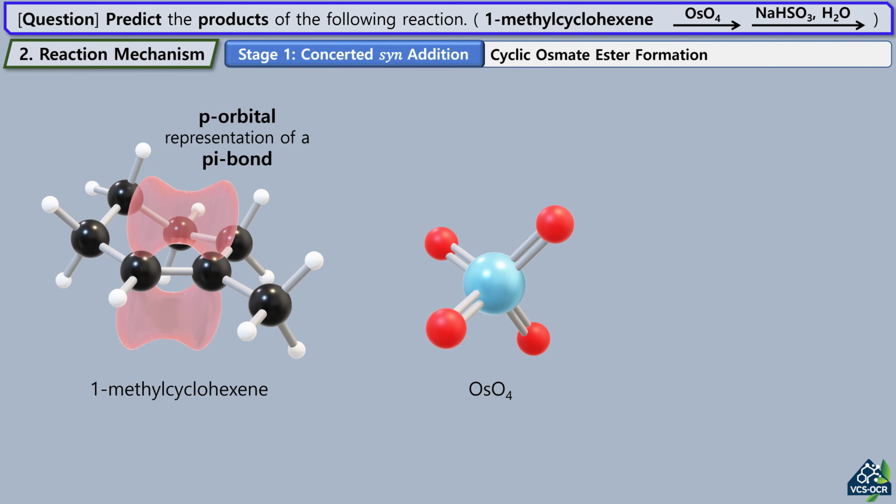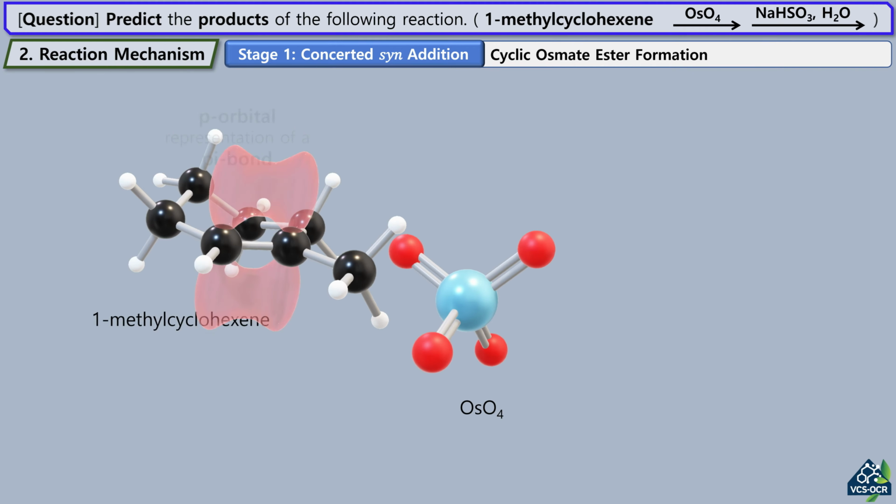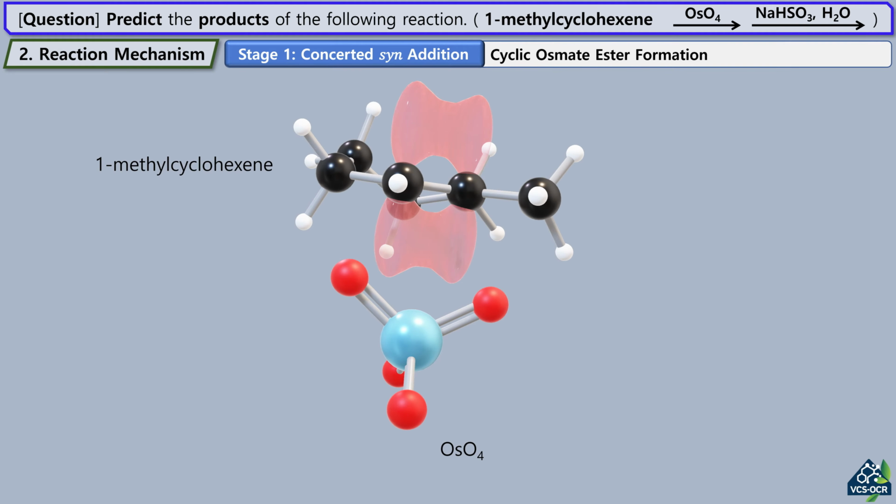Stage 1. Concerted syn addition. Cyclic osmate ester formation. The alkene approaches the electrophilic OsO₄. The pi electrons of the C=C double bond simultaneously interact with two oxygen atoms on OsO₄.